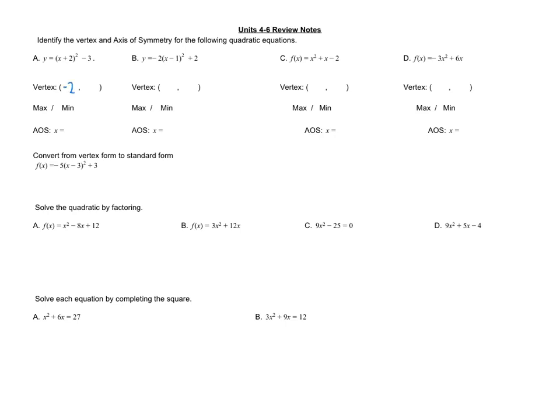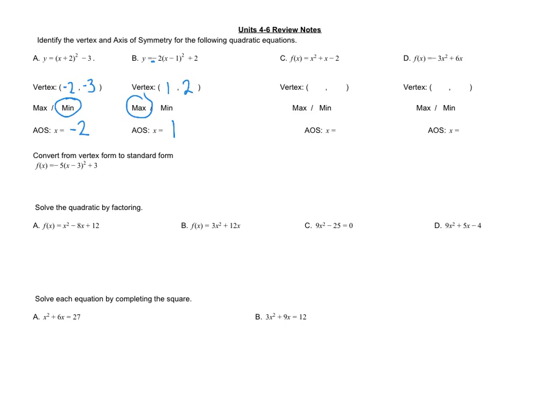Our vertex is going to be at (-2, -3). It's going to be a minimum because there's no negative in front, and x equals -2. Here we're at (1, 2). It's going to be a maximum due to that negative, x equals 1.